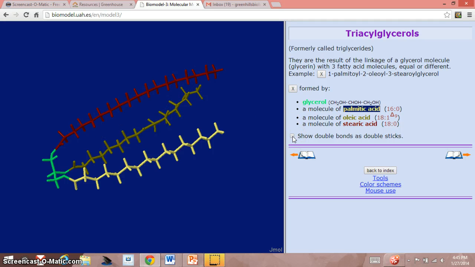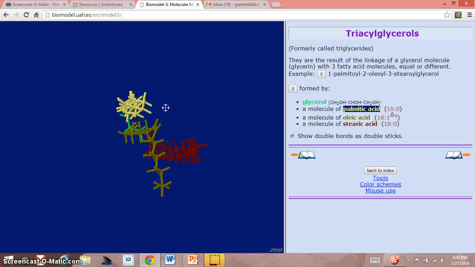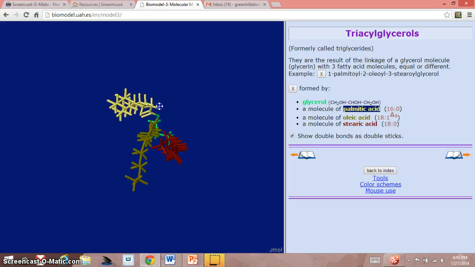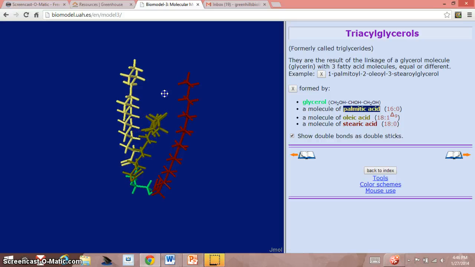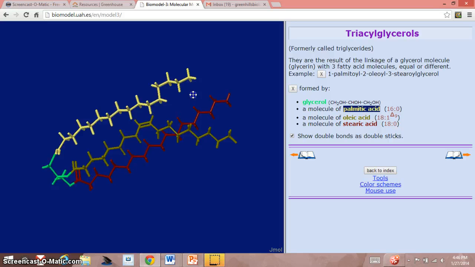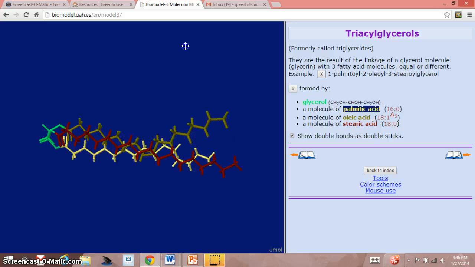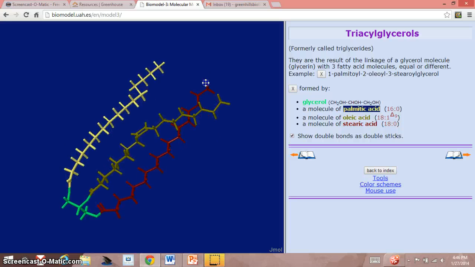Now let's look at the double bonds. Always good to look at the double bonds. And what do we see? Oh, look at that. We can look at palmitic from the end. We can look at stearic from the end, and then we can try and look at oleic from the end, but we can't look at it from the end. And hopefully at this point you can tell why. What does the oleic, the one in the middle, have that the ones on the side don't have?